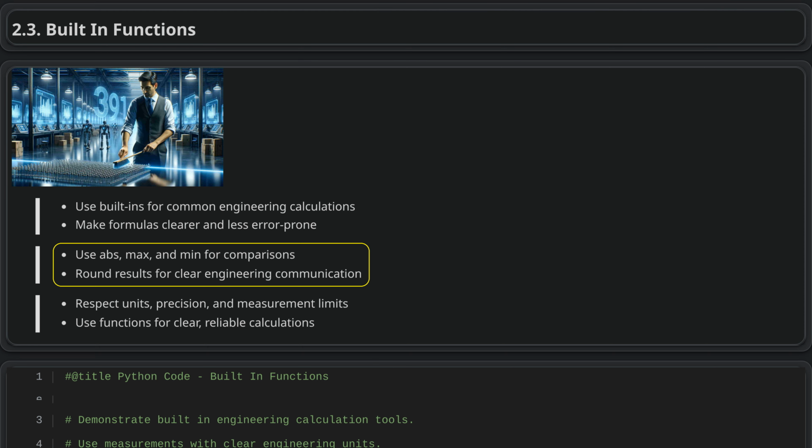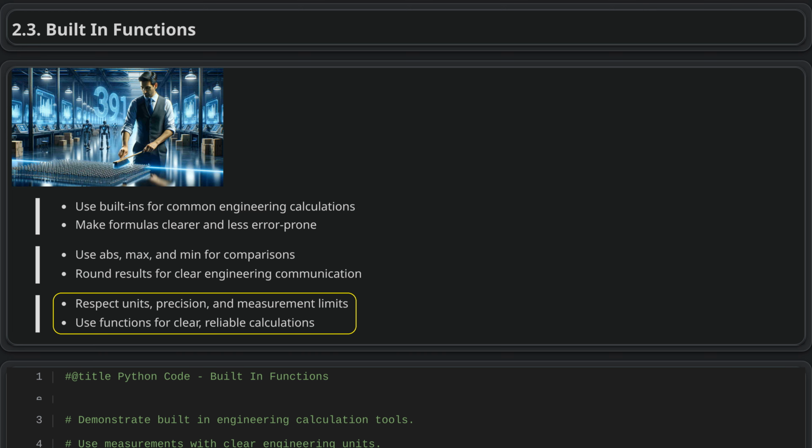Absolute value is useful when only the size of an error matters, while maximum and minimum functions help identify important limits such as peaks or safety margins. Rounding functions make results easier to communicate when extra decimals are unnecessary.